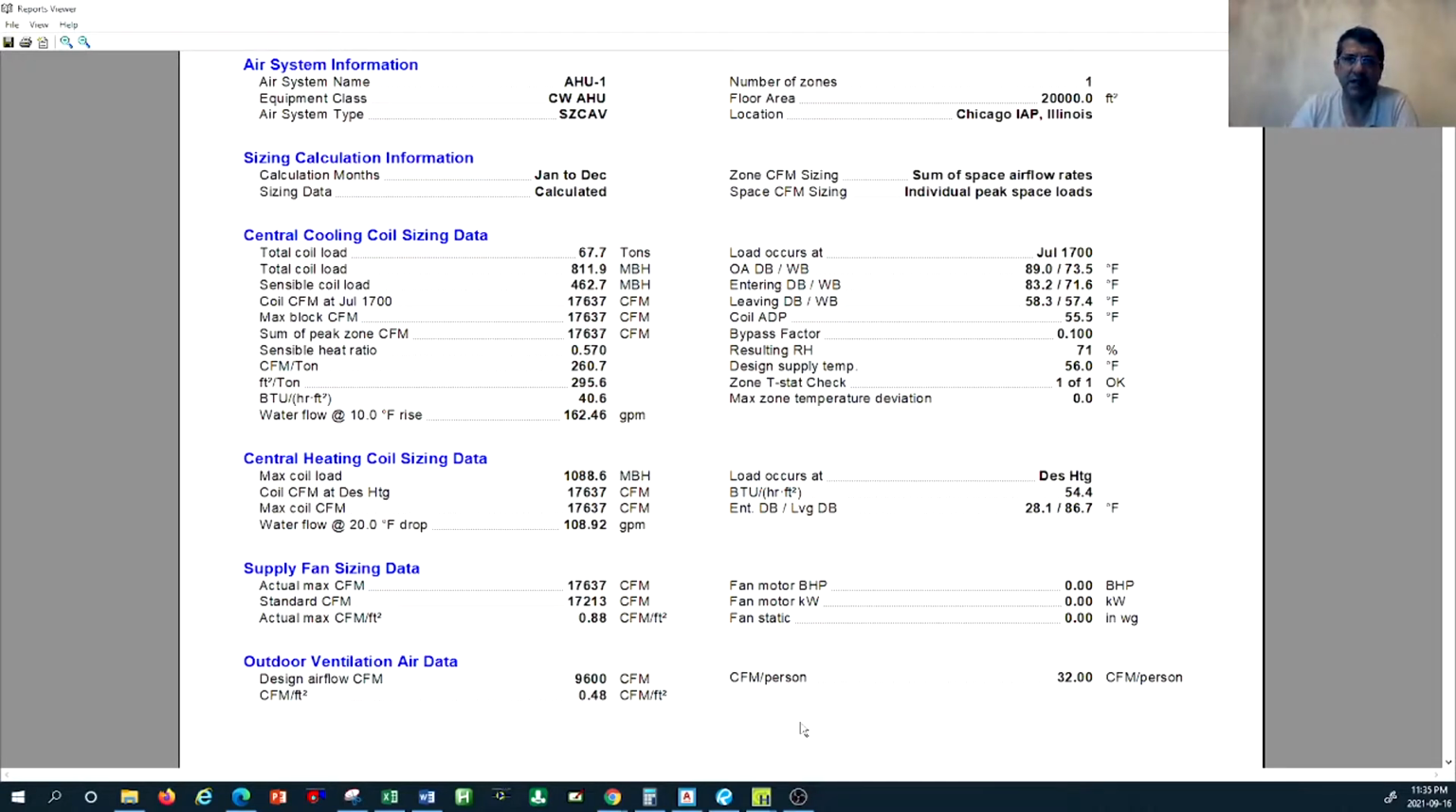I just wanted to bring this up. This is one of those areas that as an HVAC system designer, you need to know and understand how to calculate, and it will help you for selection of the coil.